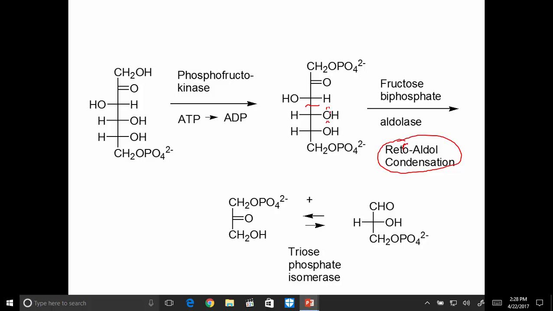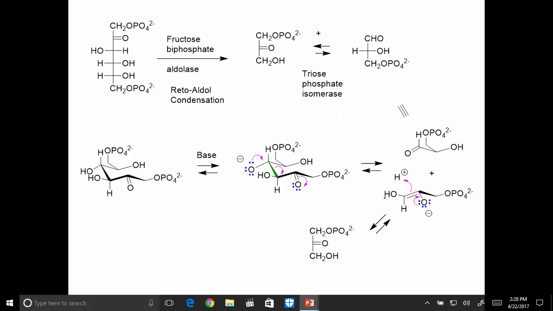Okay, so basically what's happening here is this is the type of reaction we're going to do. Let's look at this process in more detail. By the way, this gives you two 3-carbon pieces, this dihydroxyacetone phosphate, and this one here, glyceraldehyde phosphate. Let's look at this in more detail. All right, so there it is, just that reaction right there.